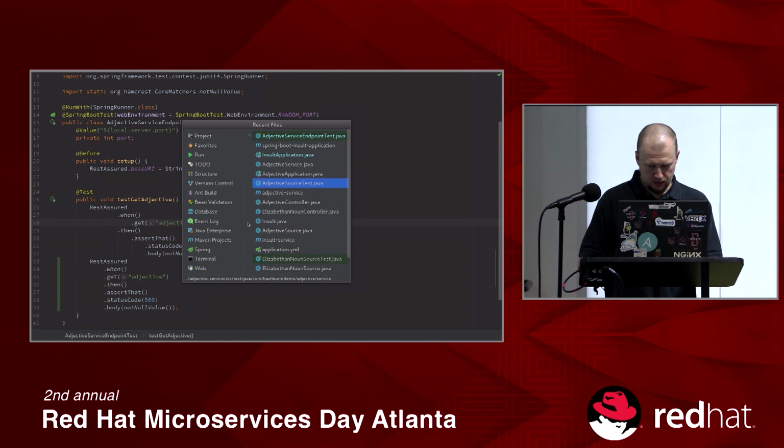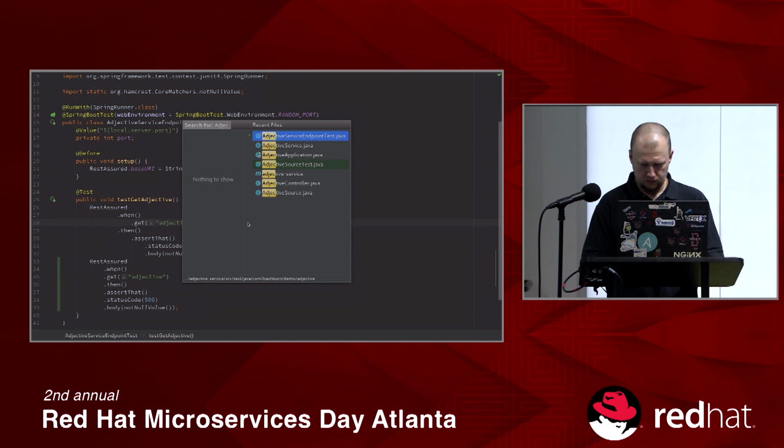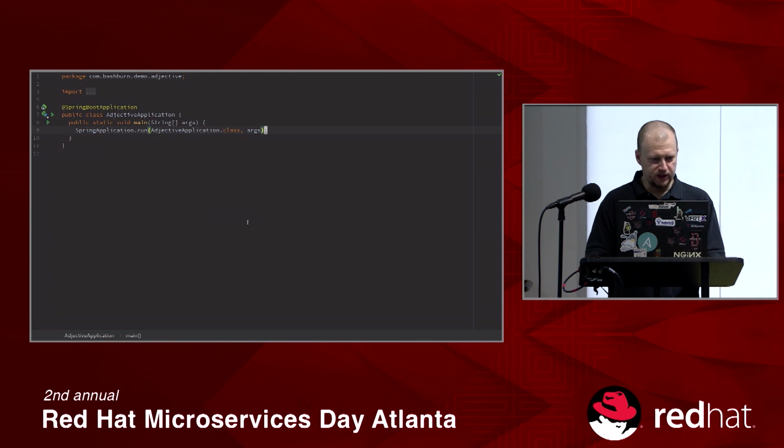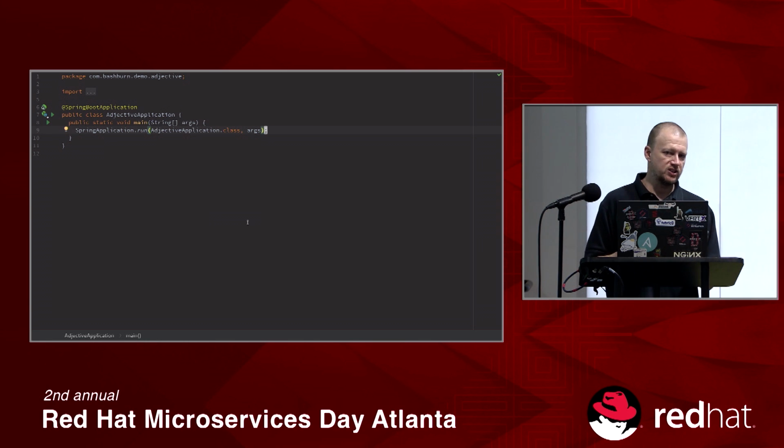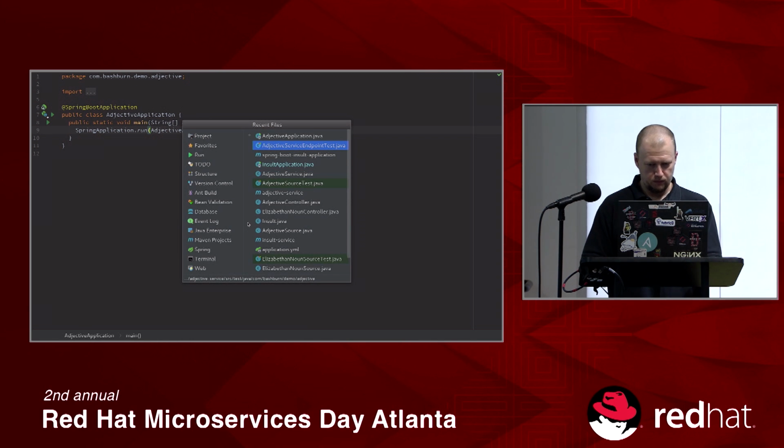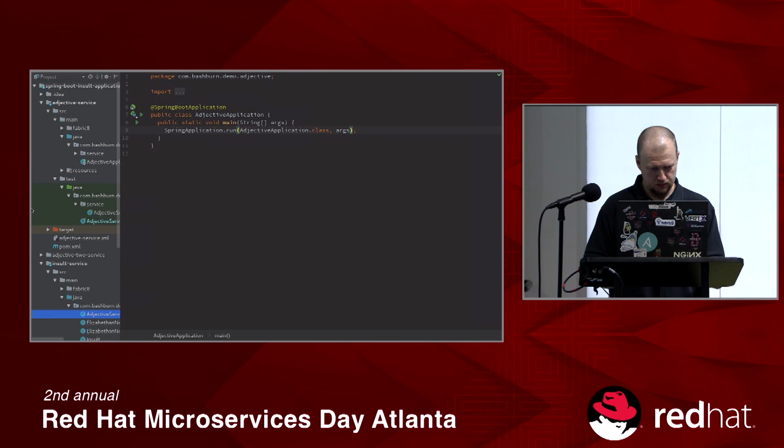All right. So let's take a look at that endpoint. First, we'll take a look at the application real quick. The only thing we have to do is add the @SpringBootApplication onto it. This is what's going to tell Spring Boot that this project is made up of Spring Boot components.